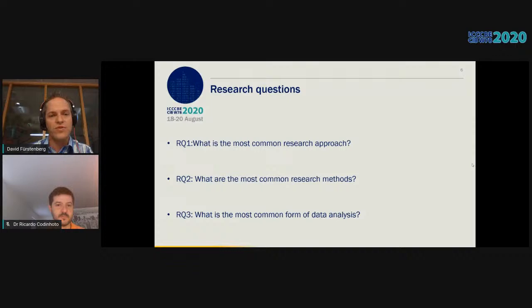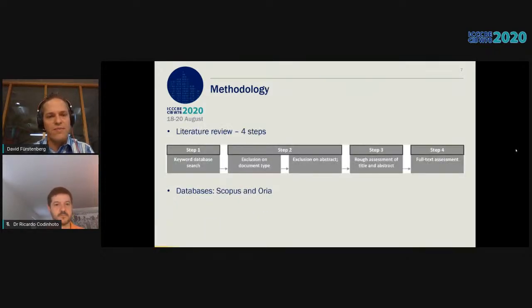And in order to have an overview of the theoretical foundation, I made this paper, and I used 3 research questions. What is the most common research approach? What are the most common research methods? And what's the most common form of data analysis? For that, I did a literature review in 4 steps, where I searched for information management in AEC on Scopus, and I verified the results on ORIA, which is a Norwegian library system.